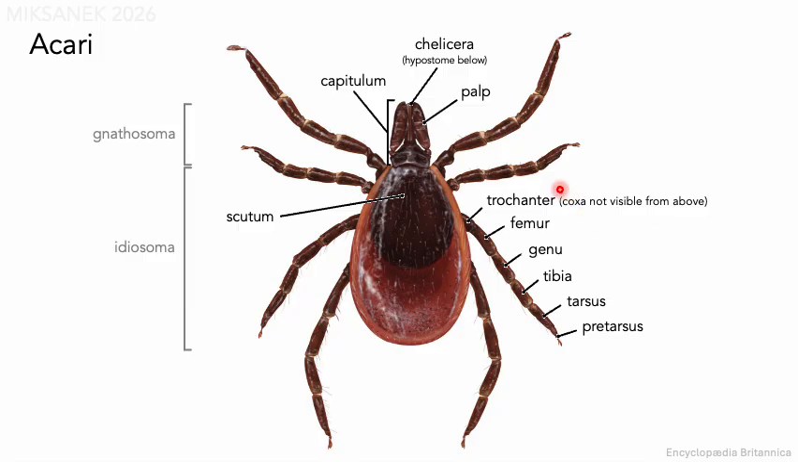So all of these segments are relatively equal in length in these organisms here, but when we look at some of the other groups, we're going to see some differences in lengths of these leg segments. So in this case, it's just kind of counting down until you've seen the correct number of leg segments.